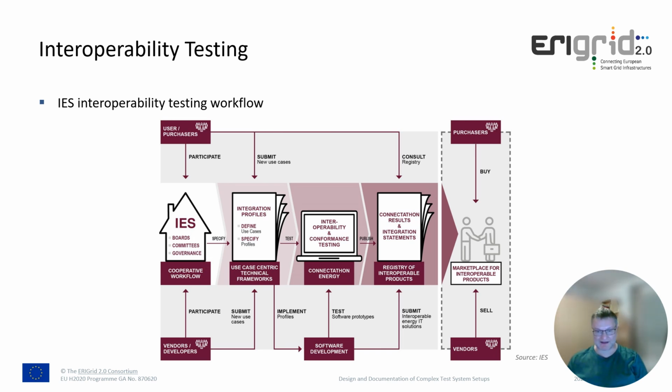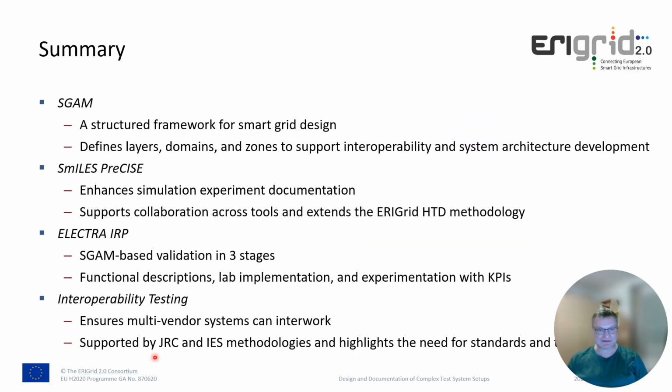So that brings me to the end of this part 3 of module 5. With a short summary, I have shown you the so-called smart grid architecture model, which is a structured framework for smart grid design. It defines layers, domains, and zones to support interoperability and also to look at system architecture development. Then an adaptation of the ERIGrid HDD was done in the SmILE project with the PRECISE approach, which enhances simulation experiment documentation. It supports the collaboration across tools and tool chains and extends the ERIGrid HDD methodology.